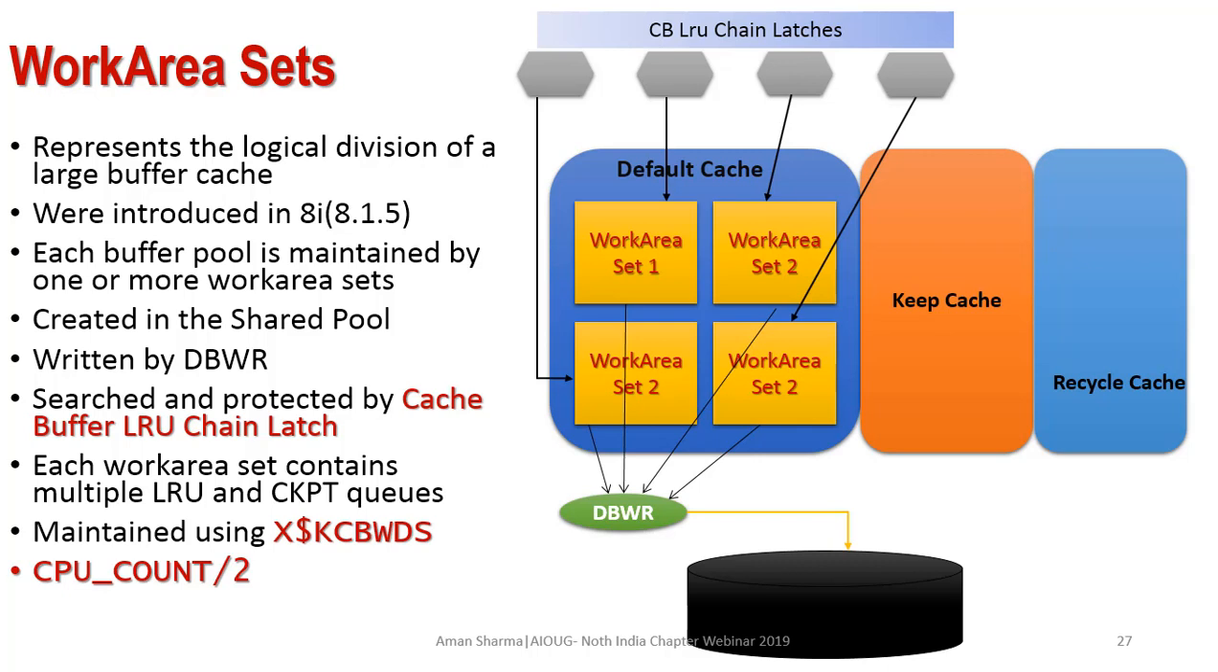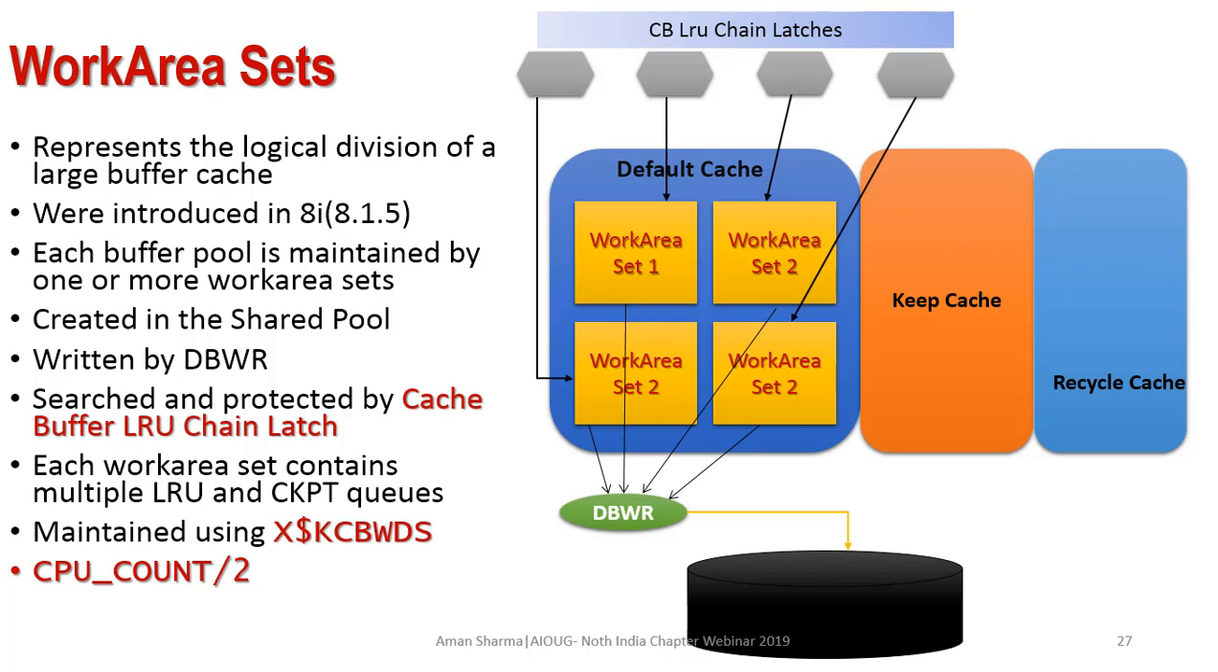Work area sets are managed by latches, the cache buffers LRU chain latches, and these latches maintain the information about how the buffer movement inside the buffer cache happens. So in case you want to check whether a particular buffer is part of your buffer cache or not, that is available to you through this latch.